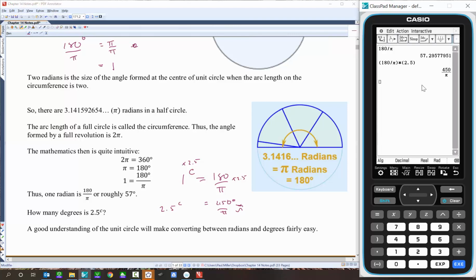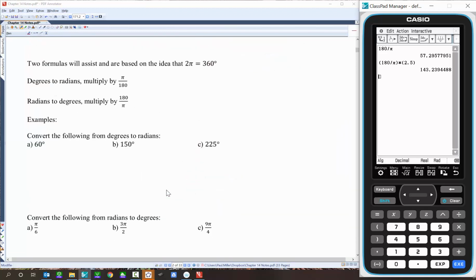Let's get an approximation on that. Just see. 143. All right, so I'm a bit out, but okay. All right. So two formulas will assist and are based on the idea that 2 pi is equal to 360. When we want to convert degrees to radians, what we do is we multiply by pi on 180. And when we want to convert radians to degrees, we multiply by 180 over pi. All right, so let's try it out.